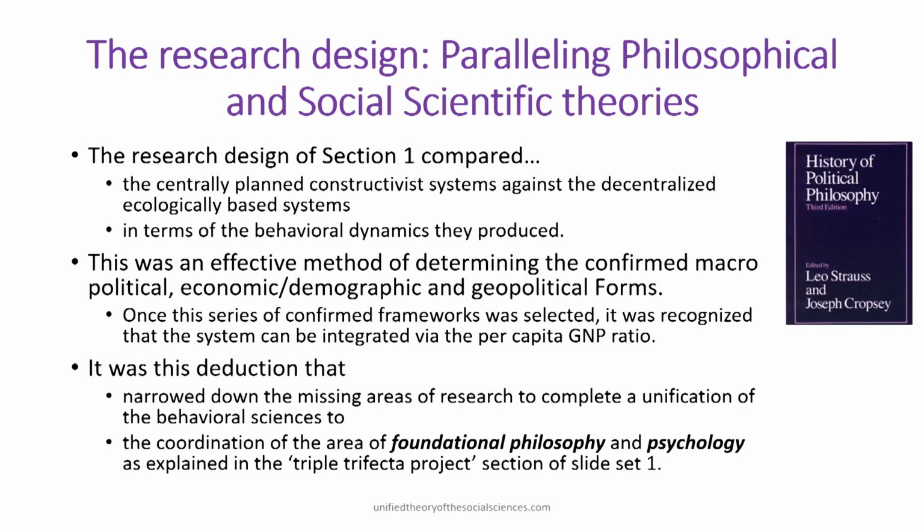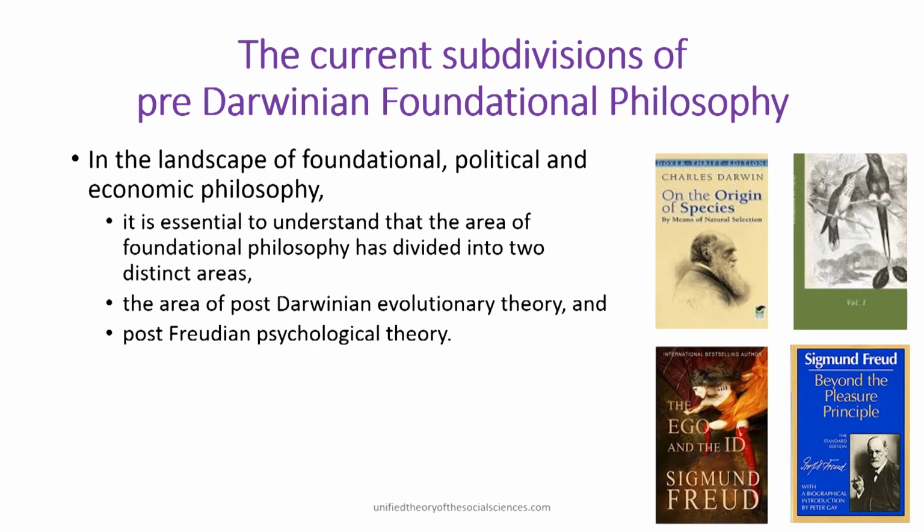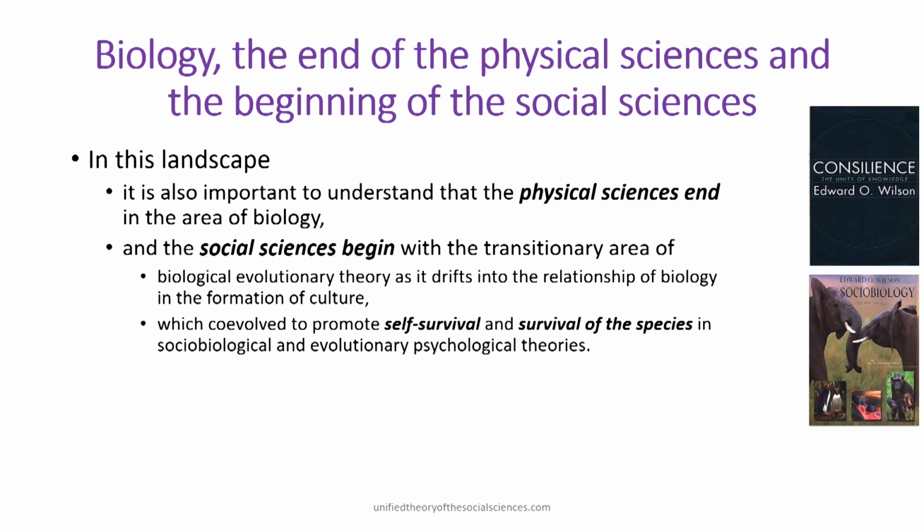It was this deduction that narrowed down the missing areas of research to completing the unification of the behavioral sciences to the coordination of the area of foundational philosophy and psychology, as explained in the triple trifecta project section of slide set 1. In the landscape of foundational political and economic philosophy, it's essential to understand that the area of foundational philosophy has divided into two distinct areas, the areas of post-Darwinian evolutionary theory and post-Freudian psychological theory.